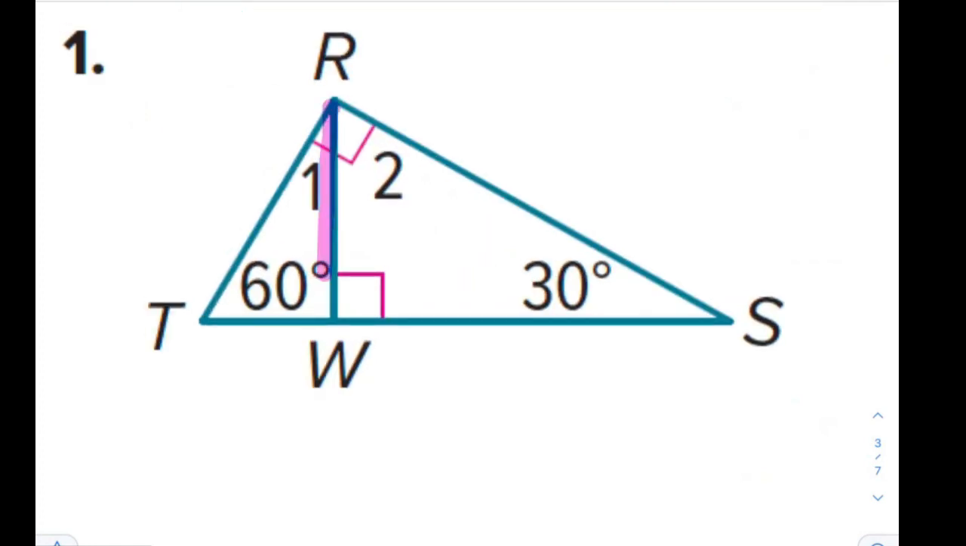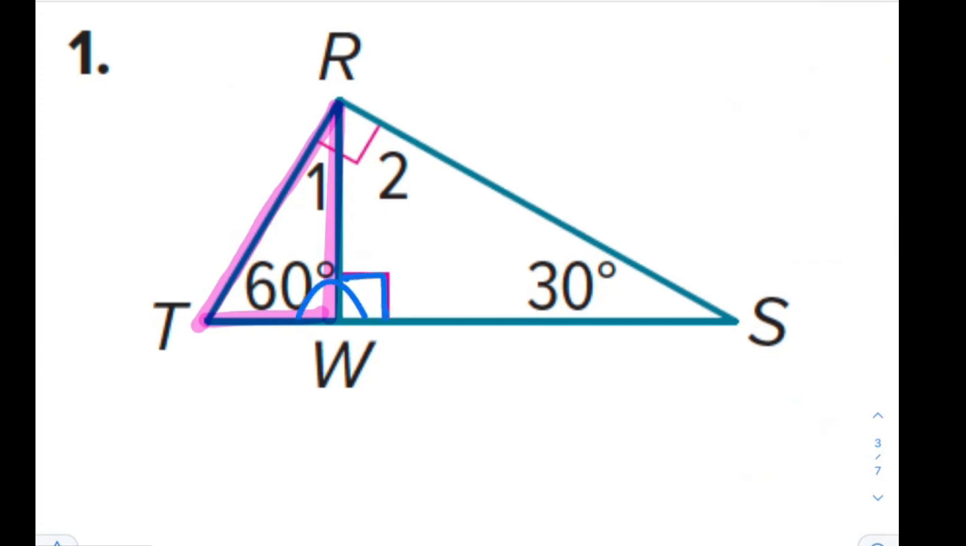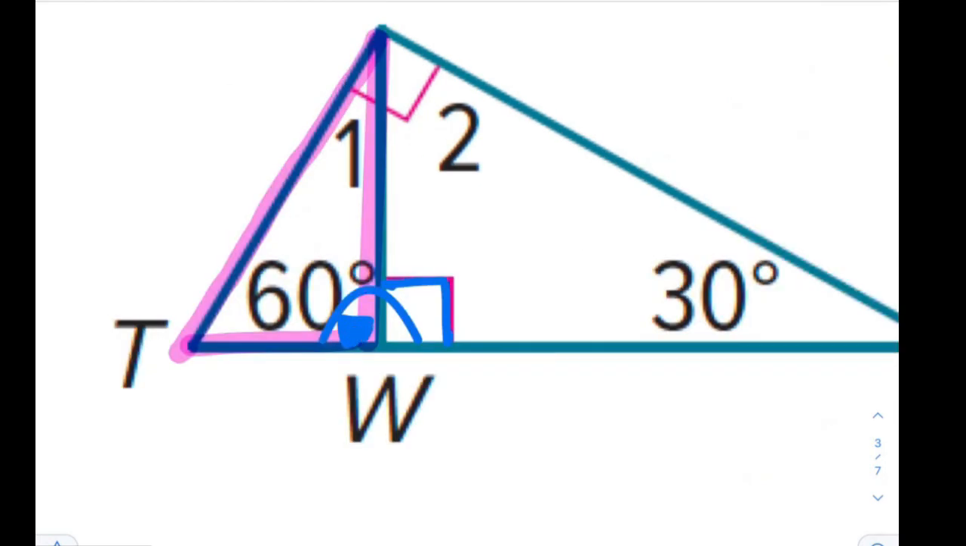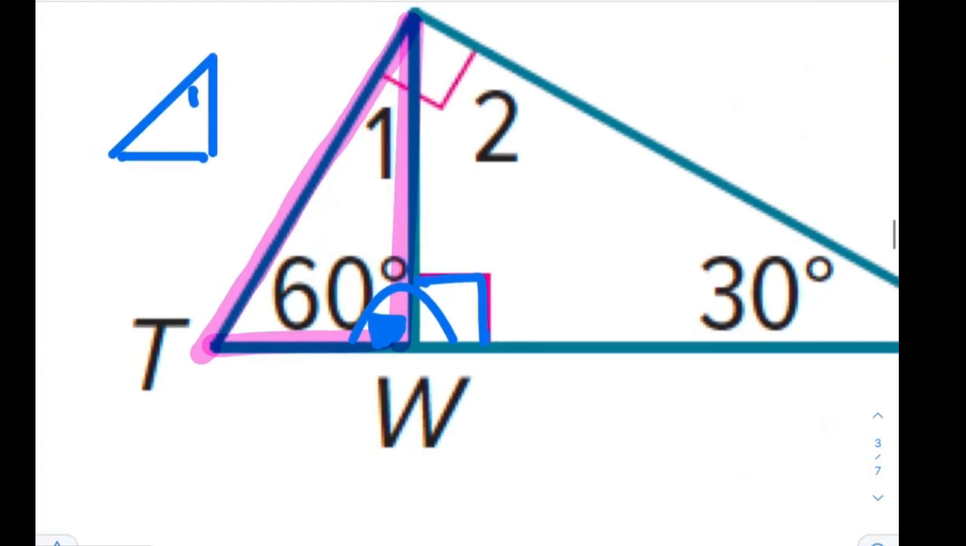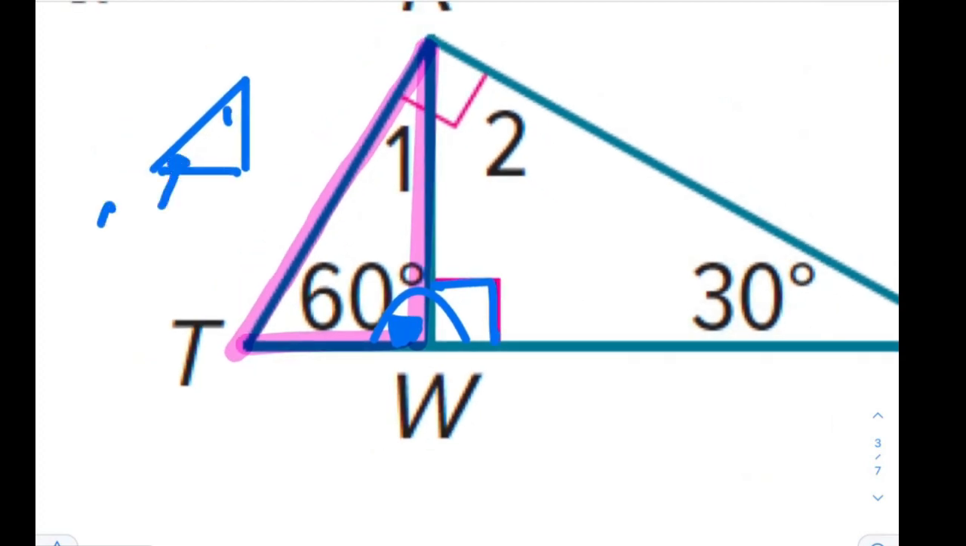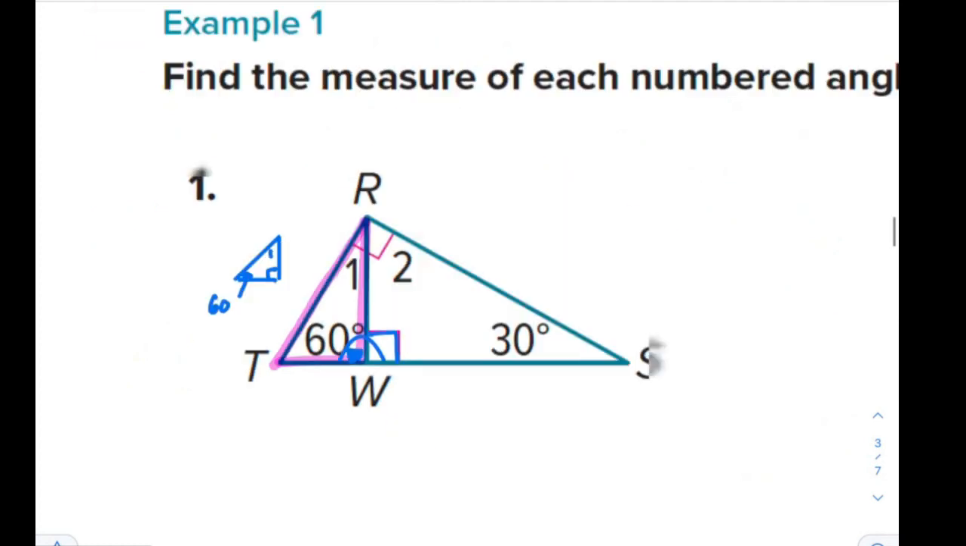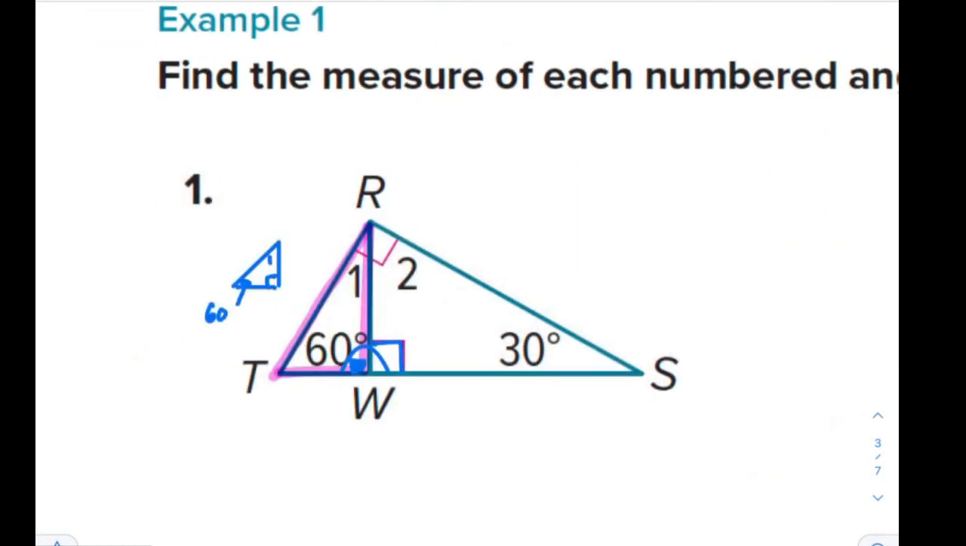Angle 1. To find angle 1, you should know that angle 1 lies in this triangle. And since this is 90 and this forms a linear pair with the next one, this one is surely also 90. And this 90 degrees makes this angle right with angle 1, right? And this is 60. And this is right. So what is the measure of angle 1? The measure of angle 1 is 90 minus 60, which is 30.